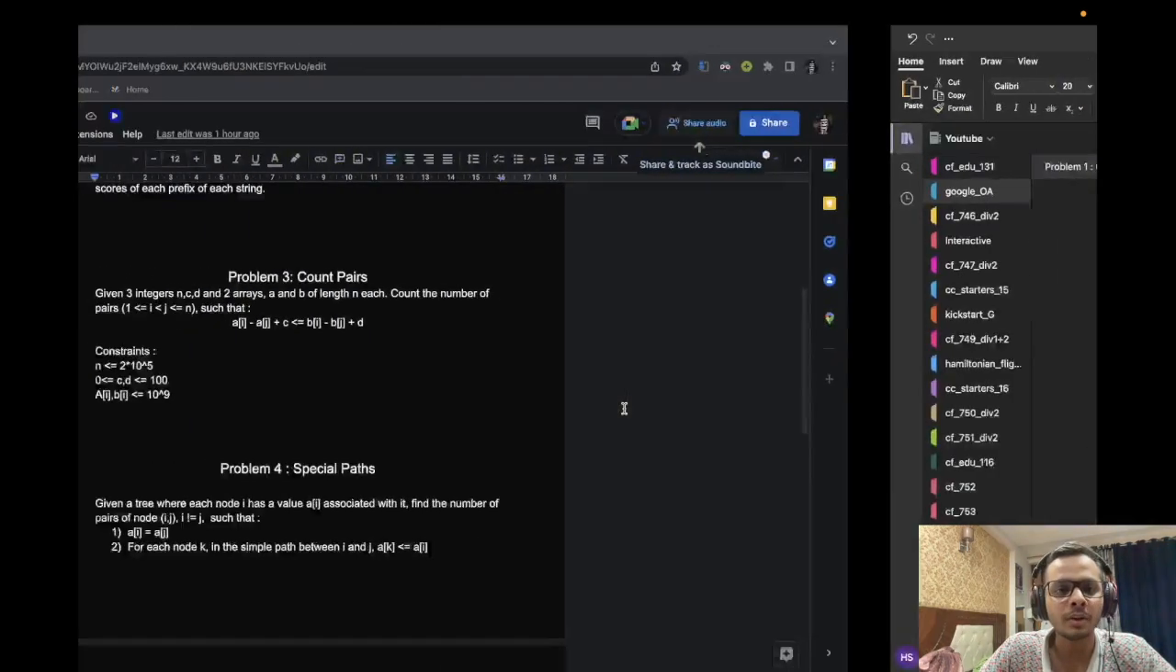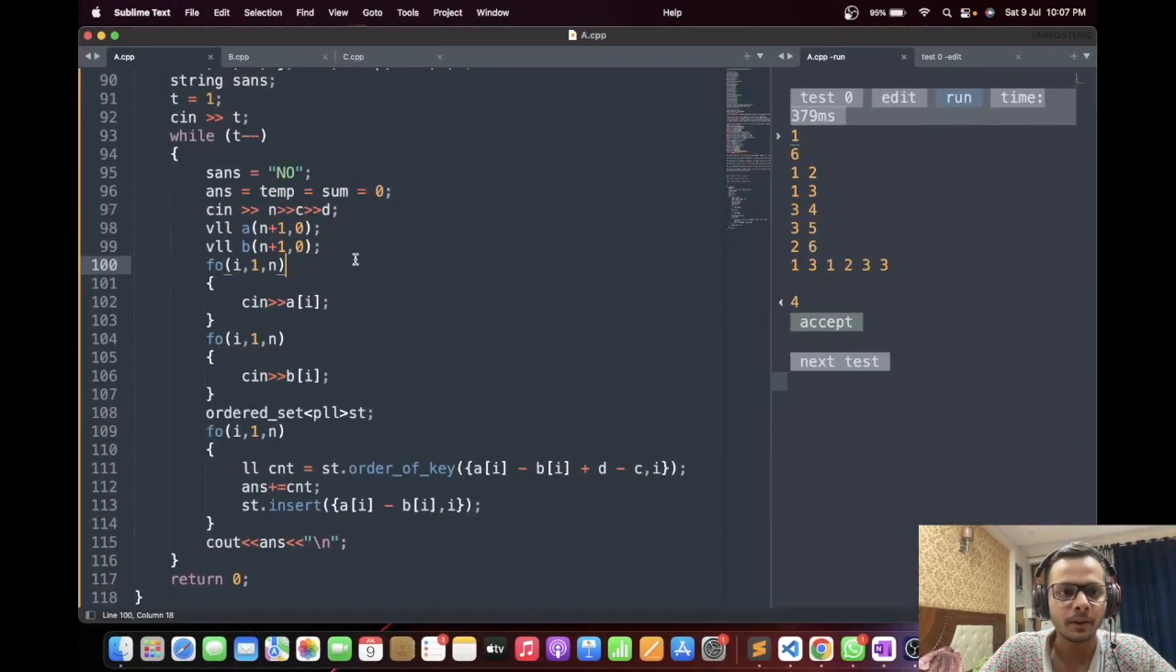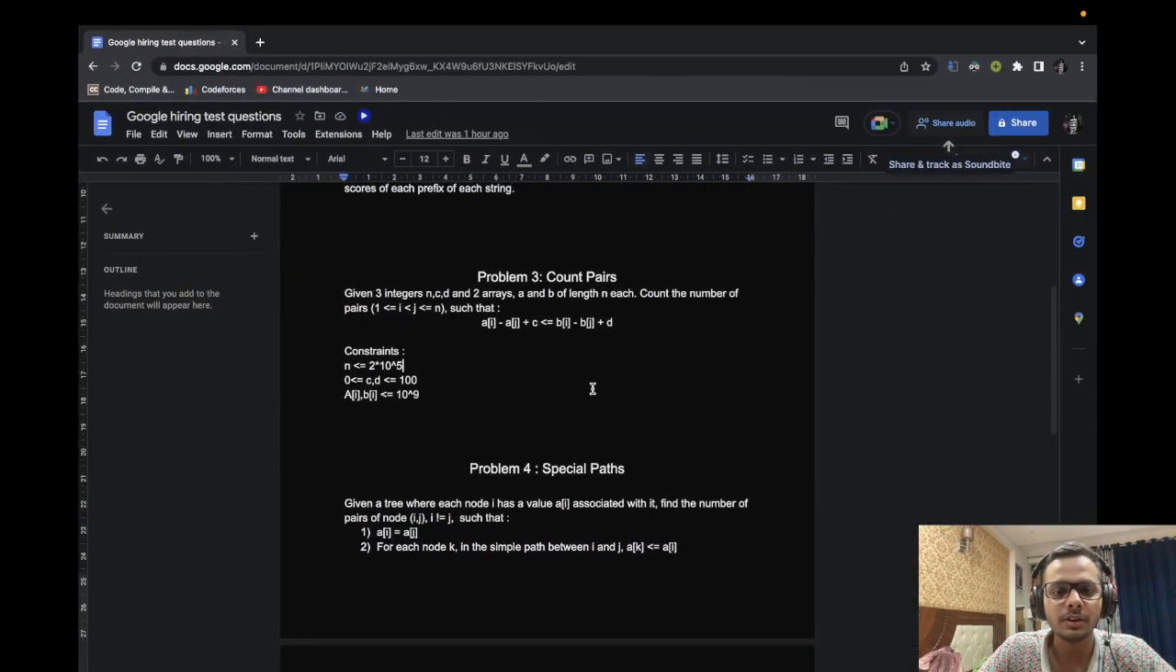So I also have a code written for this problem, so let's just have a look at that. The code here is again pretty simple. We maintain an ordered set, and for each j we are basically fixing j. We find out the number of elements in the set which are smaller than capital A of i plus d minus c, and then we insert capital A of j into our set, and that is it. So that will give us the final answer. So yeah, this is the solution to the third problem.